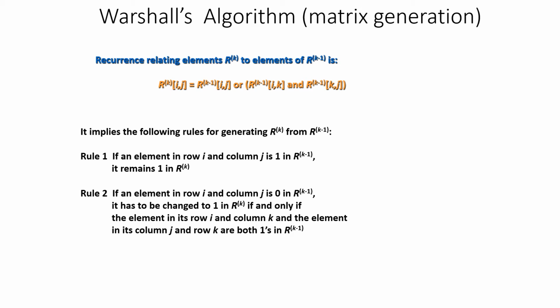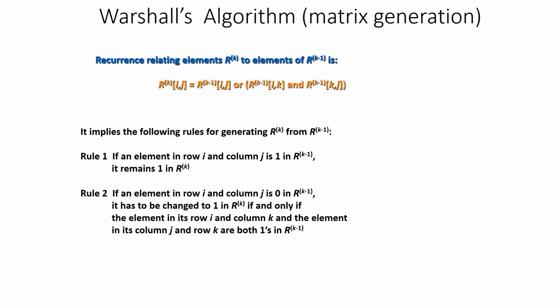If there is a direct edge, no problem, we'll place 1. If there is no direct edge, then we'll try to have this k as an intermediate vertex and try to find any path. So this is the rule which we take from this formula. If an element in row i and column j is 1 in R power k minus 1, it remains 1 in R power k. So if that cell is already 1, then fine, and in the next iteration it remains as 1.